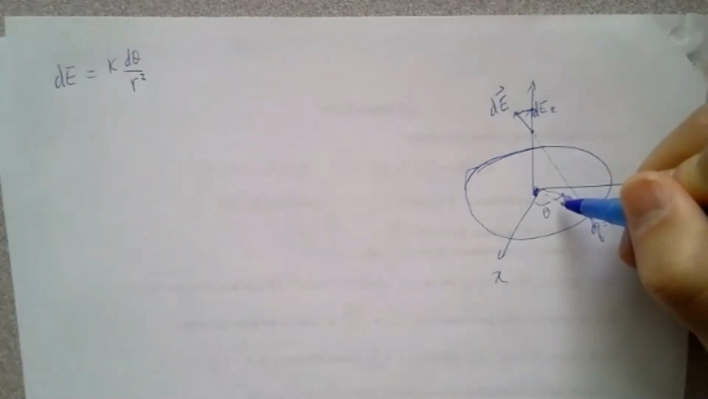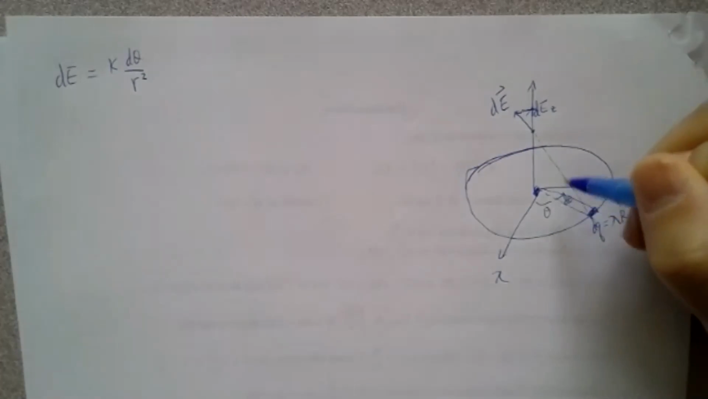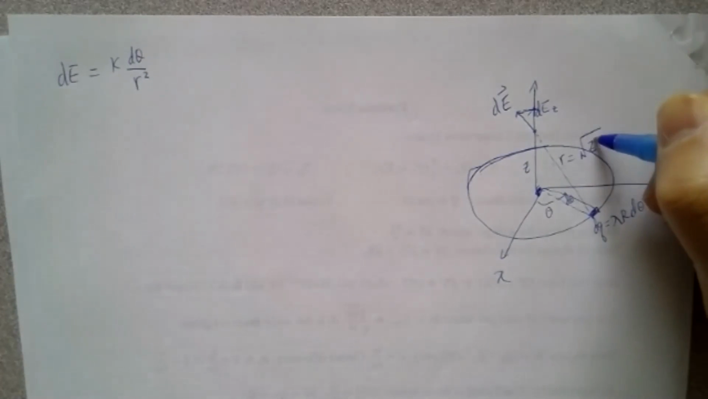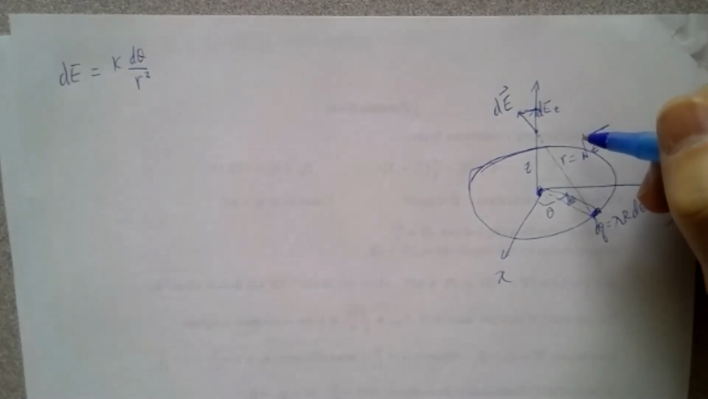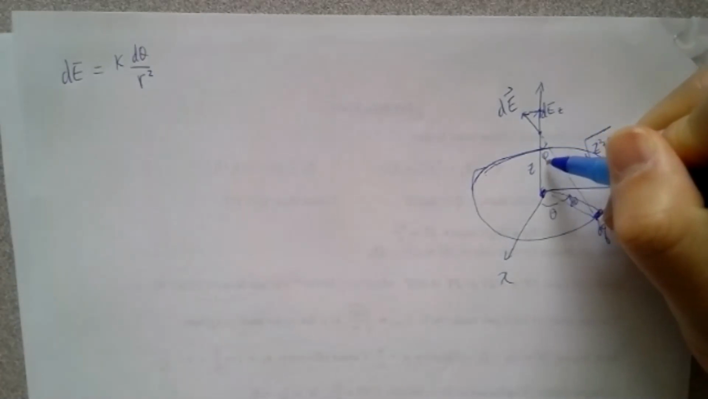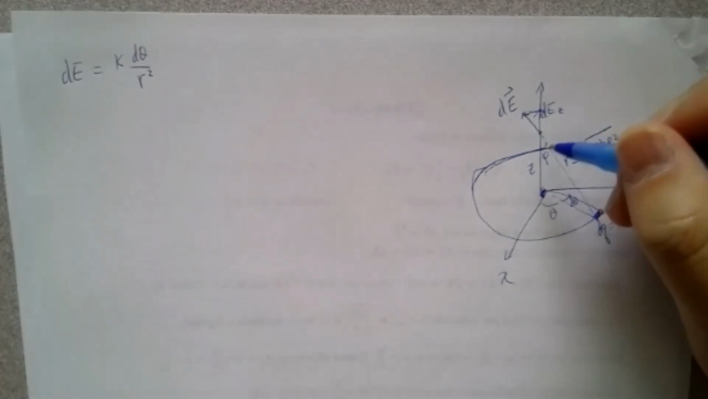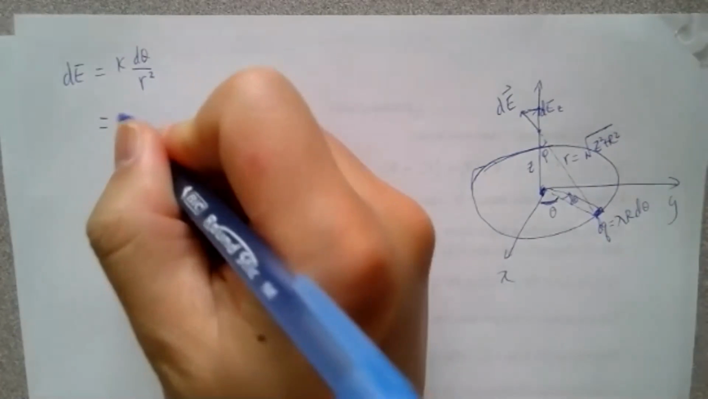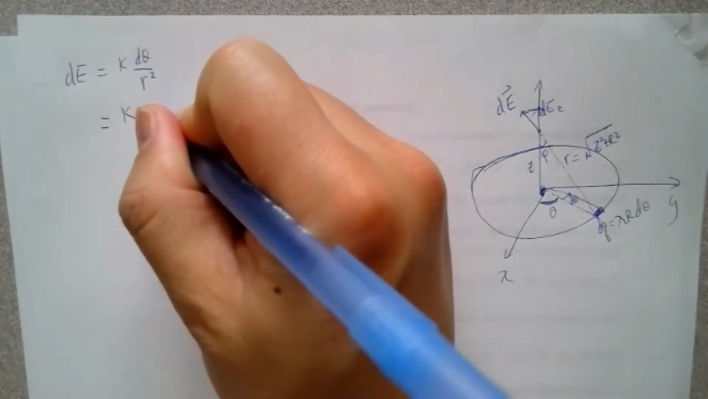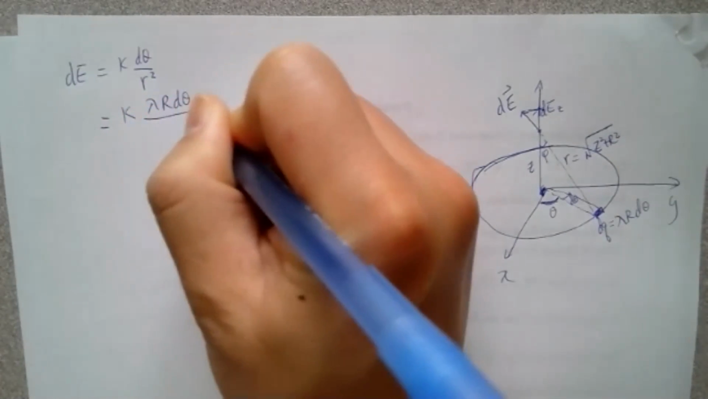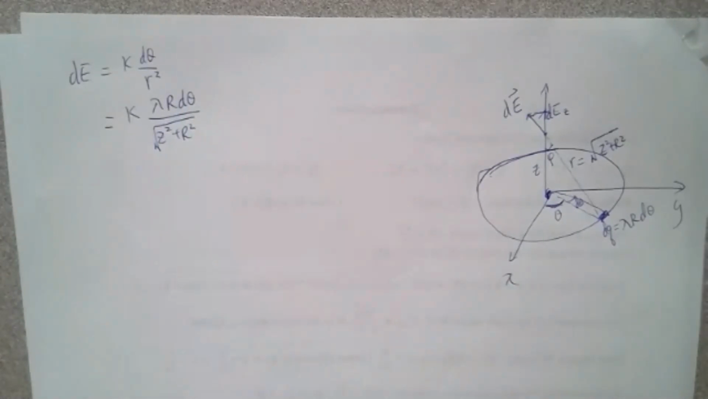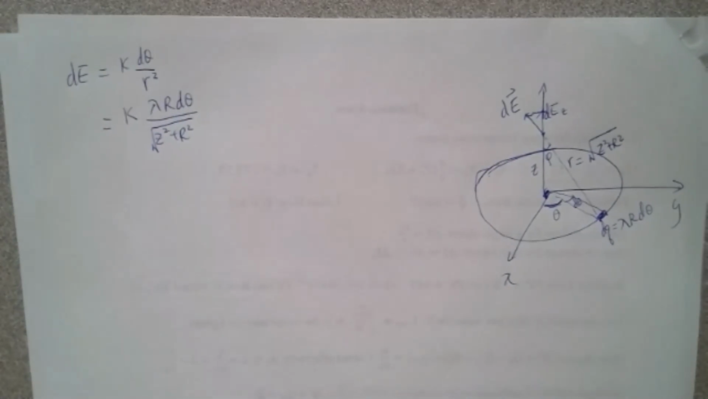All right, so this is R here, and then this is Z here. So the distance here should be equal to the square root of Z squared plus R squared. And if we call this angle phi, that should be a fixed angle. That's not a changing angle, but this one is a changing angle, so this will be your variable here. So dE equals K dq, which is lambda R d theta, over Z squared plus R squared. Both Z and R are fixed. They are constant quantities, not variables.